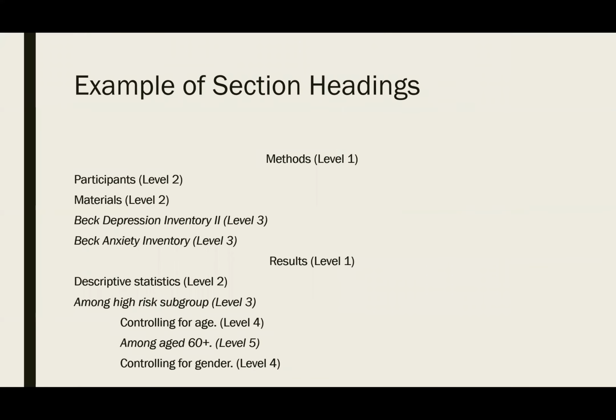Here's an example. You can see methods and results are centered. They are level 1, the highest level. Then participants and materials are level 2 within the methods section. And then descriptive statistics are level 2 in the results section. Within the materials subsection, the Beck Depression Inventory and the Beck Anxiety Inventory are at level 3, so they are italicized. So this is what I meant when I said you can't just choose what style of headings you like the best. These sorts of things are very structured in APA format.